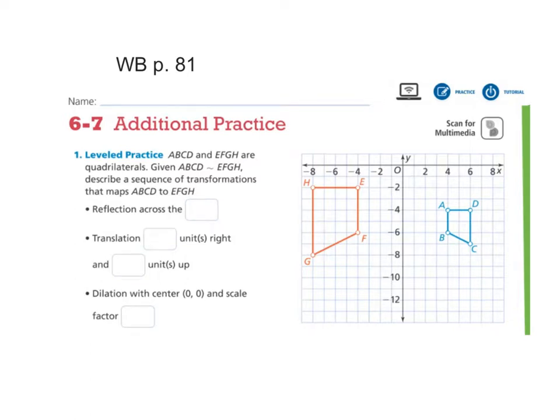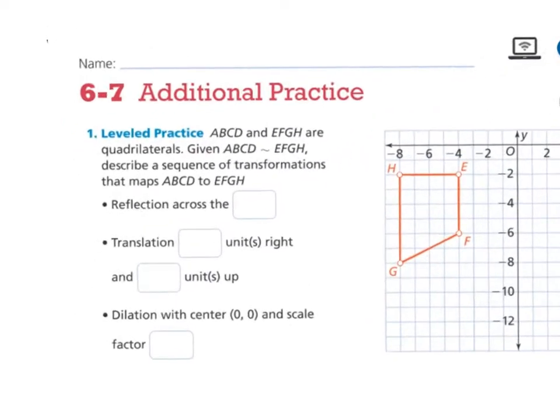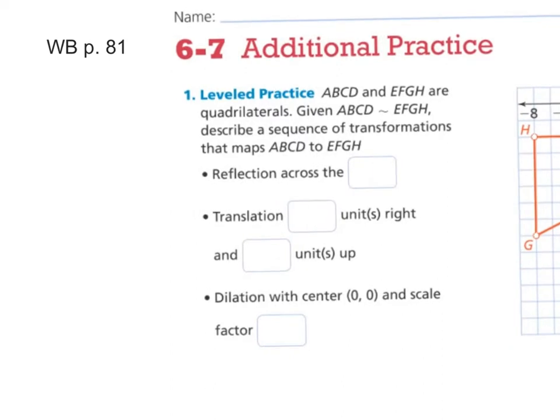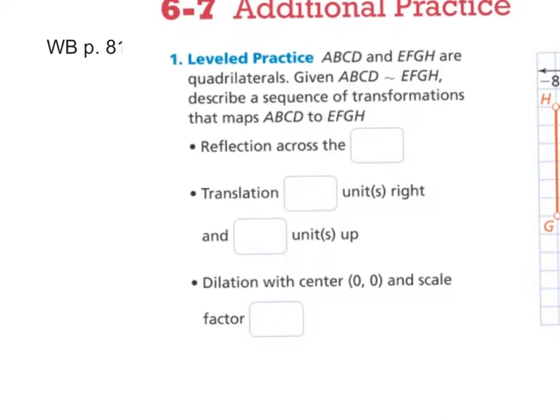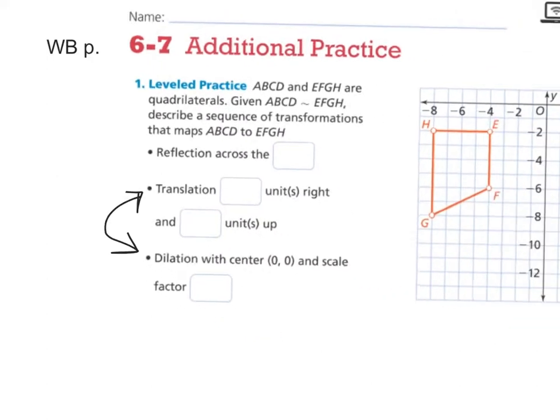Continuing lesson 6.7, similar figures. We look at workbook page 81, number 1. I'm going to change this up a little bit, looking at this again. Doing a problem like this, figuring out what you need to do, it's easier if you do a reflection and then a dilation and then a translation. That's going to make things a lot easier for you.